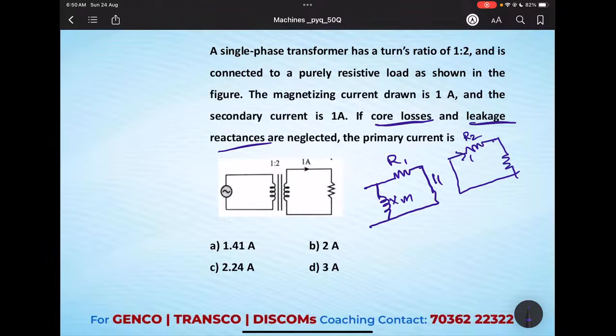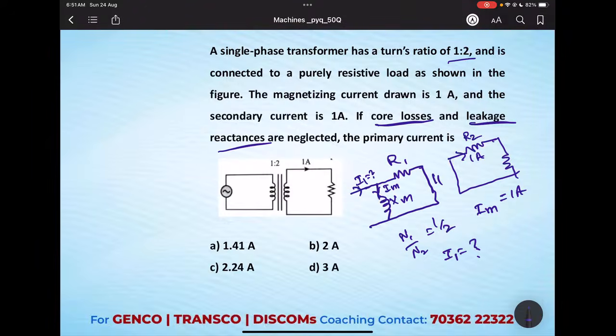The current is given as 1 ampere. What all other data is given? They gave the turns ratio, N1 by N2 is equal to 1 by 2, and they gave the magnetizing current IM as 1 ampere. So what are they asking? I1, the primary current. They are asking about I1.